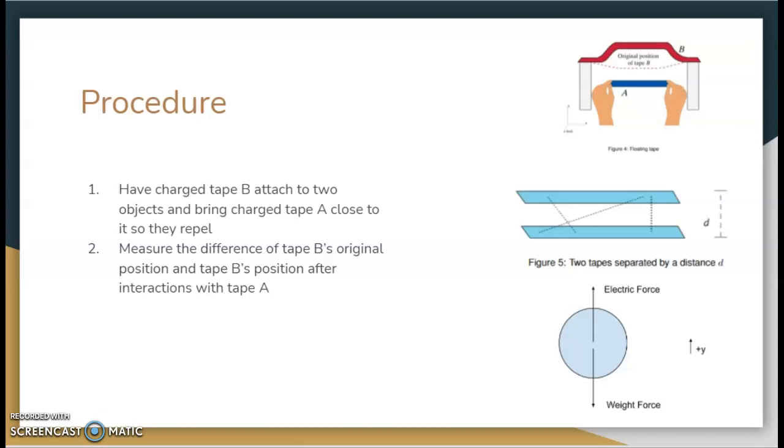We basically take two charged tapes and have one underneath the other one. And by doing so, they repel, and the second tape above will rise up a bit. And using that separation distance, we can find the charge on the upper tape, tape B.